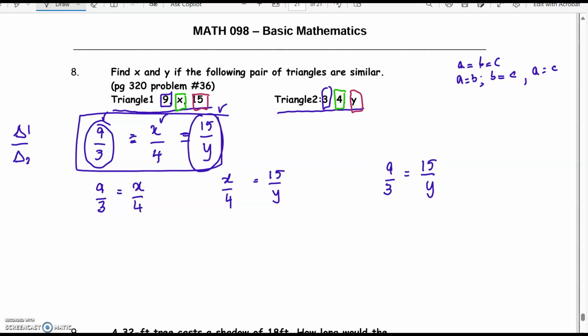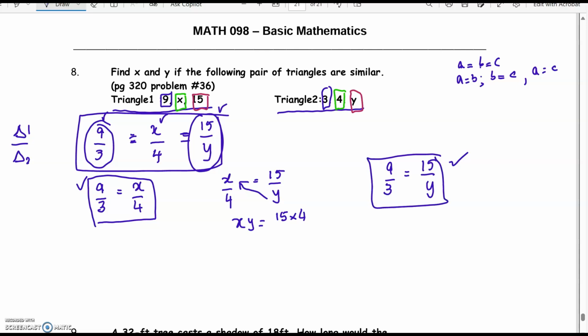Now, if I have to solve for x, I have to use this equation. If I have to solve for y, I use this equation, because notice that if I multiply these two, I get xy equals 15 times 4. I can neither solve for x nor y if I don't know what one of them is at least. So I'm going to use the first equation because it has only one variable, and that is x. And I'm going to use the last equation to solve for y because it has only one variable, that is y. So how do I solve? The usual cross multiply. 9 times 4 is equal to 3x. I divide both sides by 3.